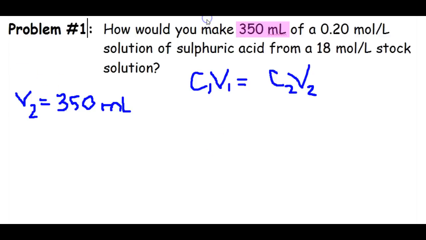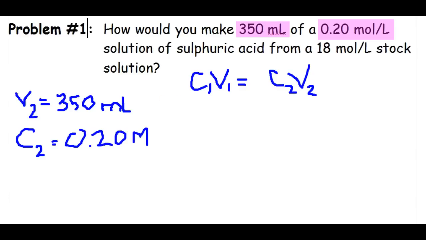All right, so moving on. I also know that the solution that I want to make will have a concentration of 0.20 moles per liter. So I'm going to write that down. What does that represent? That is my final concentration, so that's my C2. This is kind of brutal. Anyway, moving on. So 0.20 moles per liter.